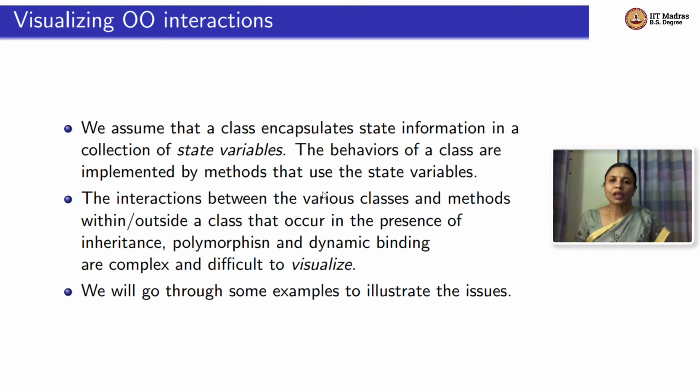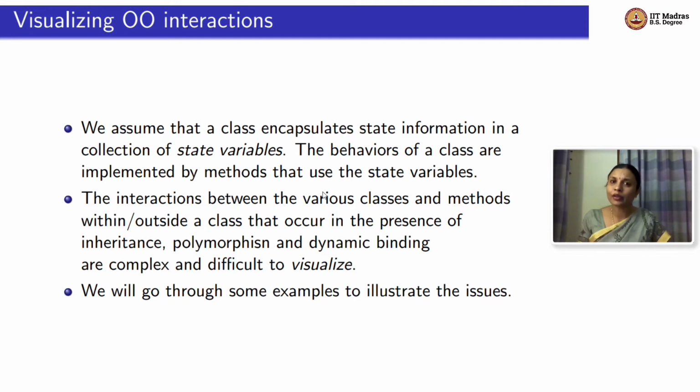The behaviors of the class are implemented by the methods that use the variables, read from the values of the variables, write onto or update the values of the variables. One or more methods that are owned by the class can do this. Interactions between the various classes and methods can occur in the presence of all these features: class inheritance, polymorphic methods, dynamic binding. So they're complex and they're very difficult to visualize.